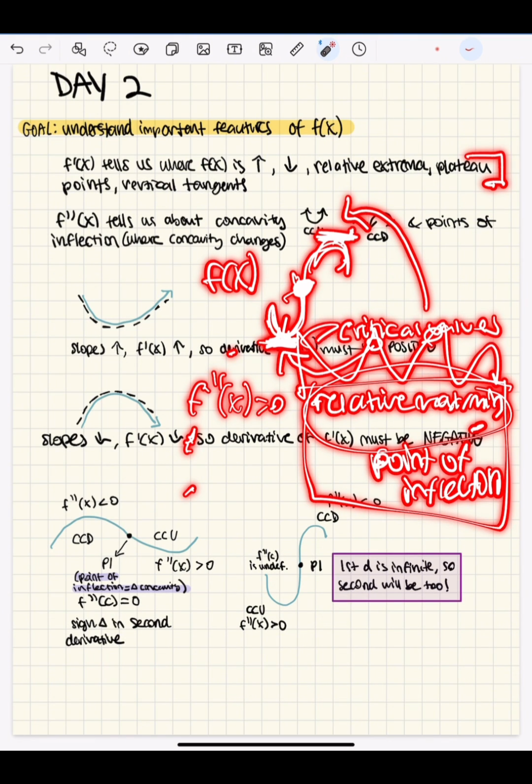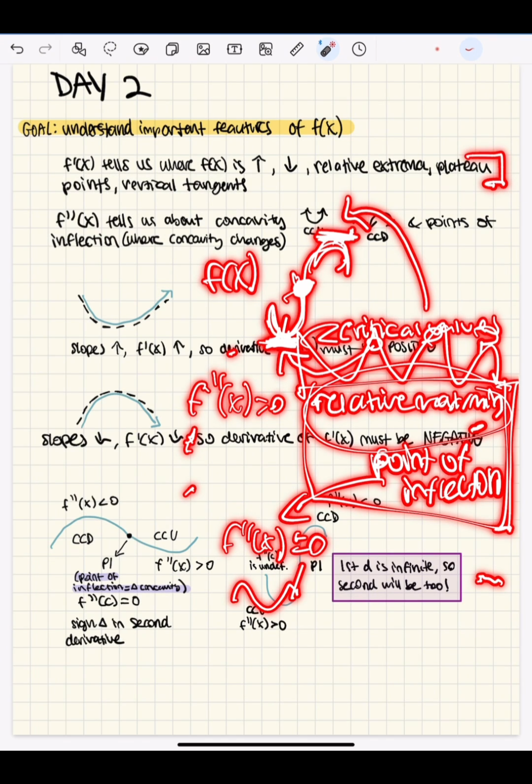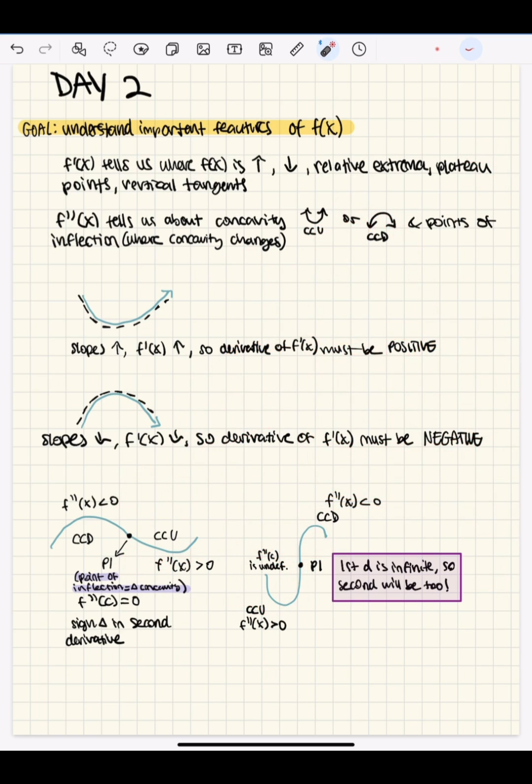You understand? So these are both designations that take not only saying that f double prime x equals 0 and that there's a concavity change, which we'll talk about in a minute. And this one, of course, takes saying that f prime of x is 0 and that there is a sign change, right? So basically what we're going to do today is work on the same process as we did for proving relative extrema for f prime x to show points of inflection for f double prime x.